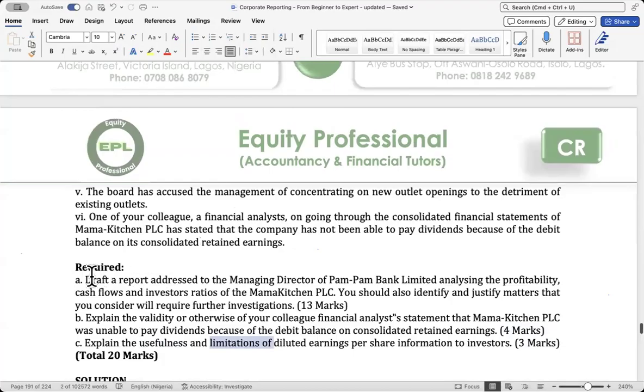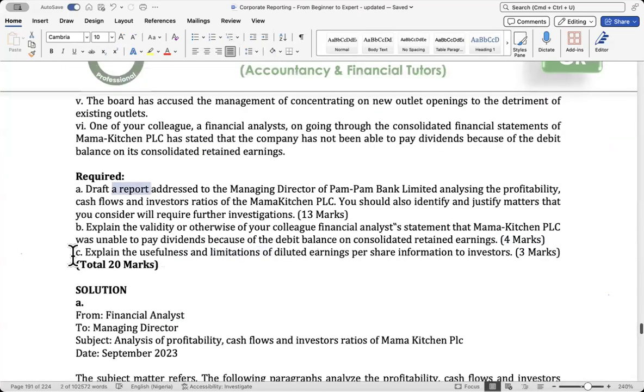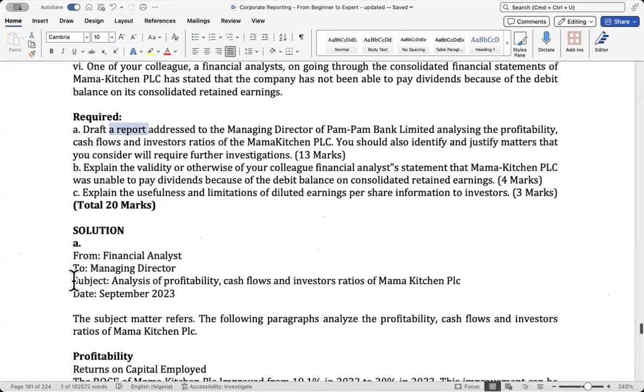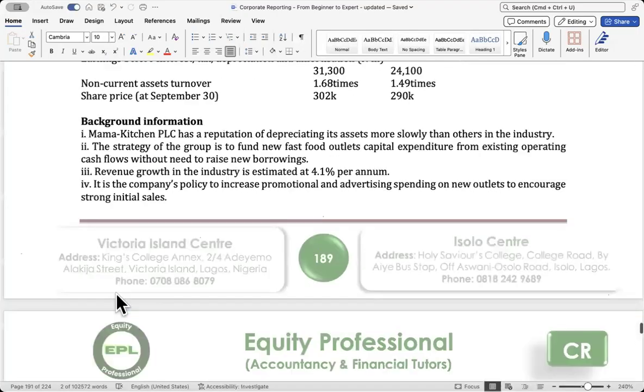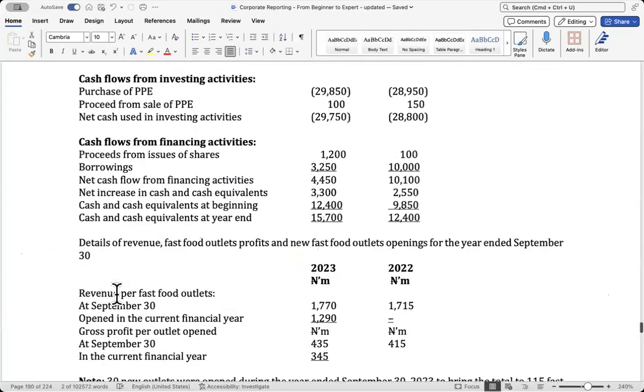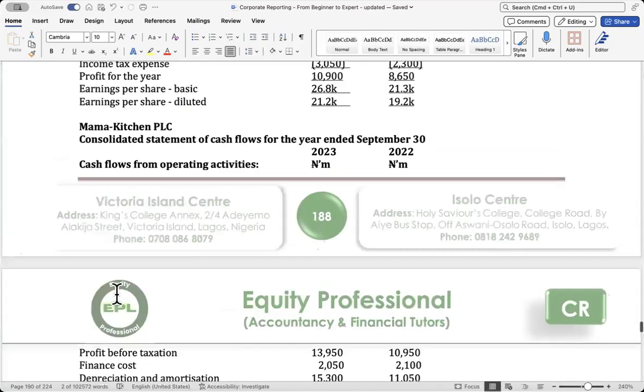So they want me to draft a report. So of course, you need to make your solution in a report format, just like form, to, subject, dates. But I'll come to that. I'll want to look at the question.